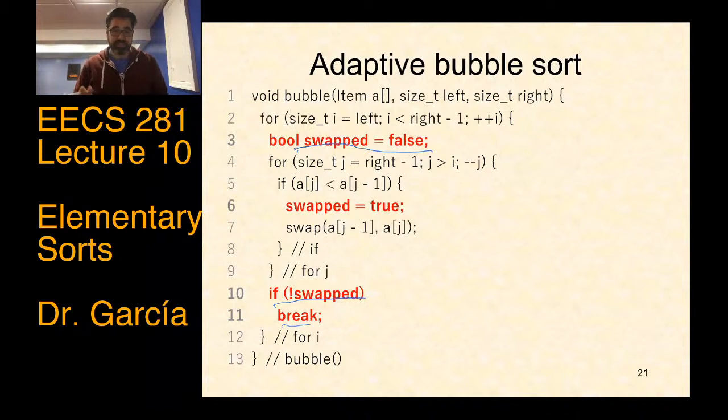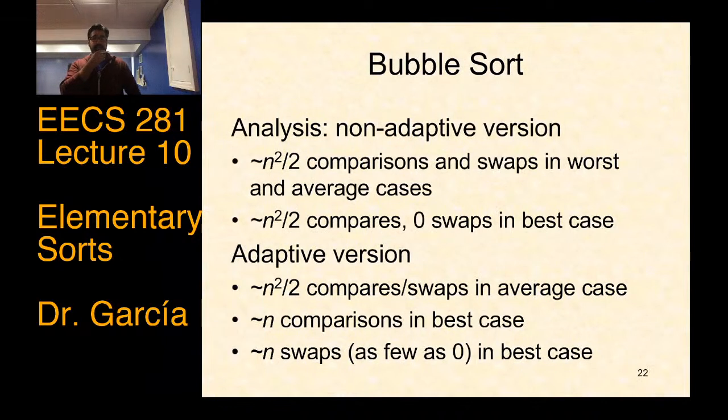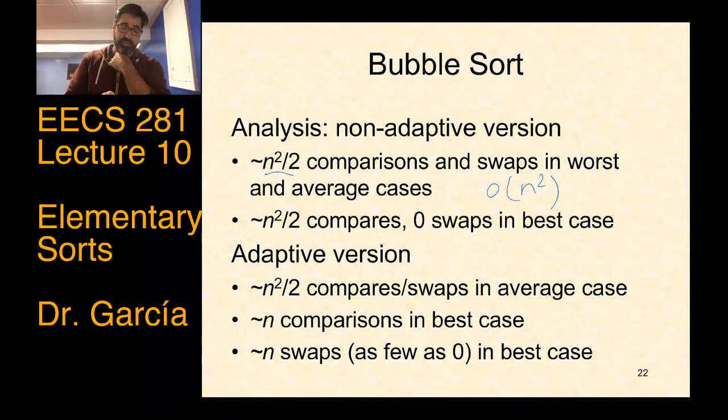All right, so an analysis of bubble sort would be, for the non-adaptive version, we have on the order of n squared. Of course, you have the divided by 2, but it's effectively O of n squared comparisons and swaps in worst and average cases. So we will not look at the analysis for average cases here. But if you were to do it, you would see that even if it was an average case, you would still do that number of comparisons.